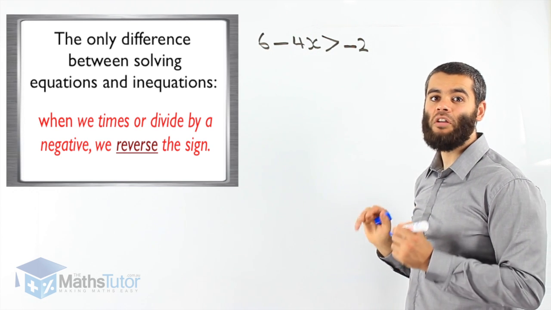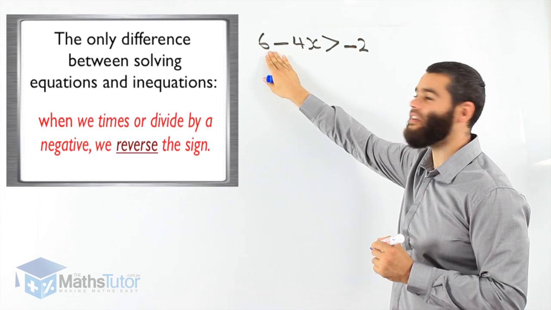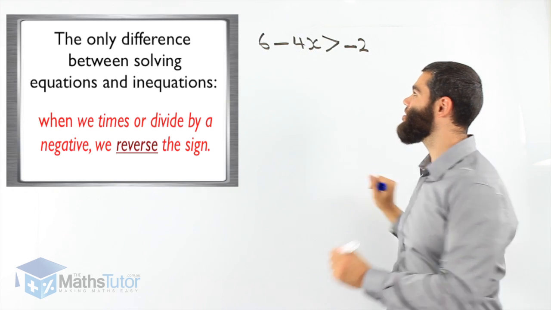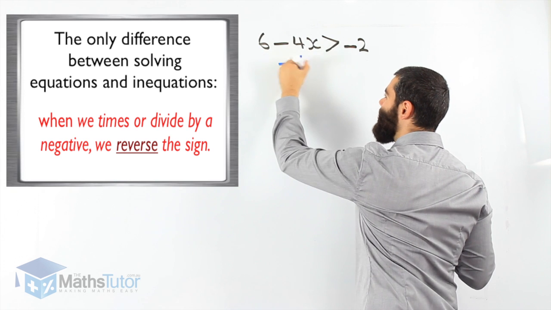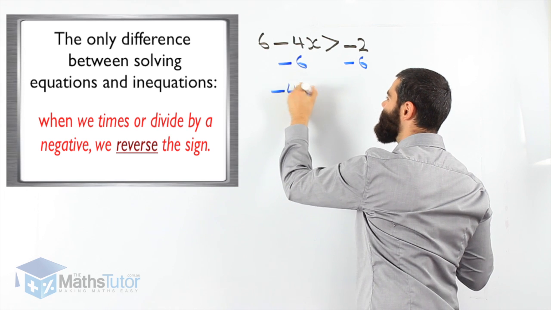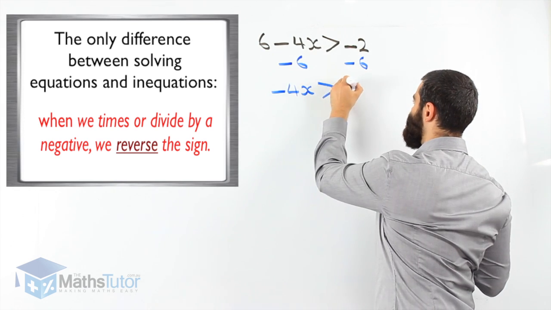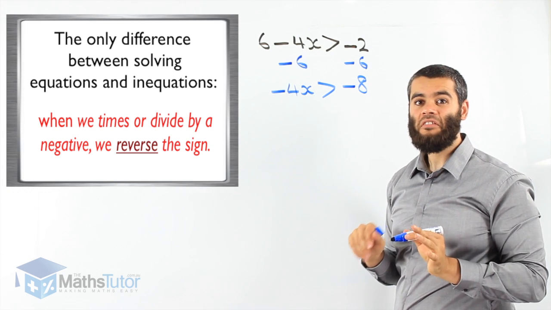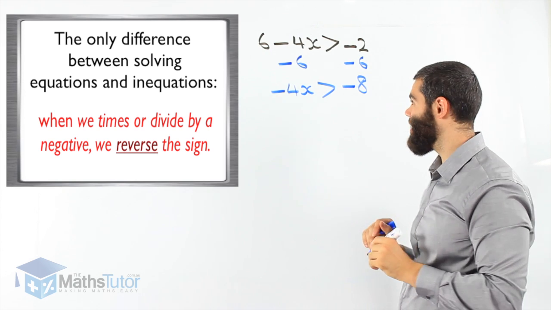Which one do we start with first? I always like to start with the furthest number away from x, which is the 6. It's a positive 6, so we start with that first. Positive 6 becomes minus 6 on both sides. So we have negative 4x greater than minus 2 minus 6, which is minus 8. So far, so good. The rule says if we multiply or divide by a negative, we reverse the sign.